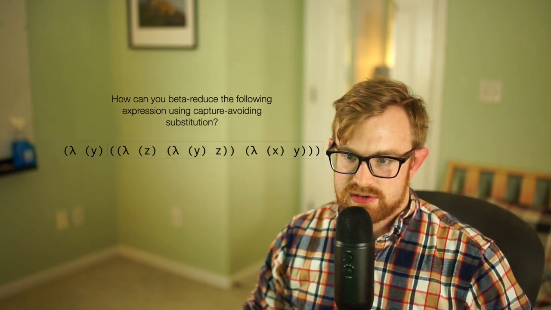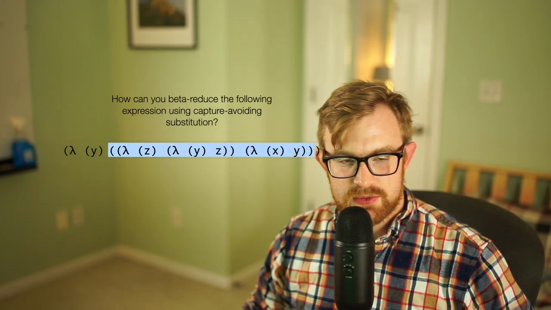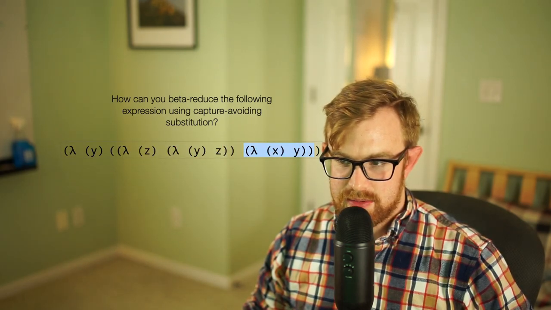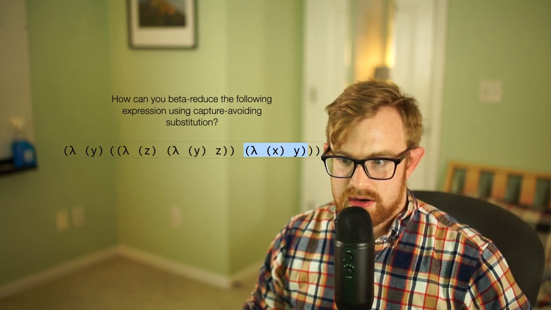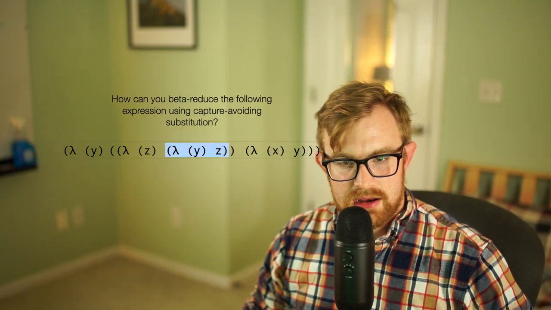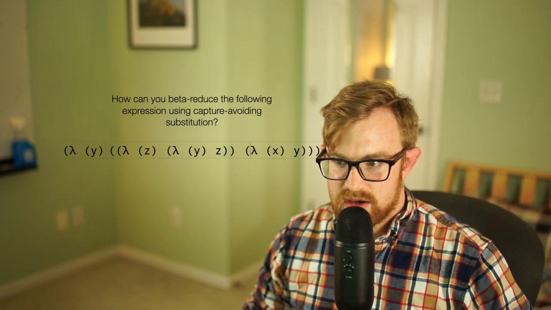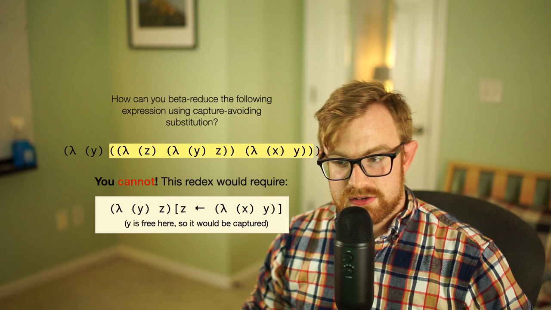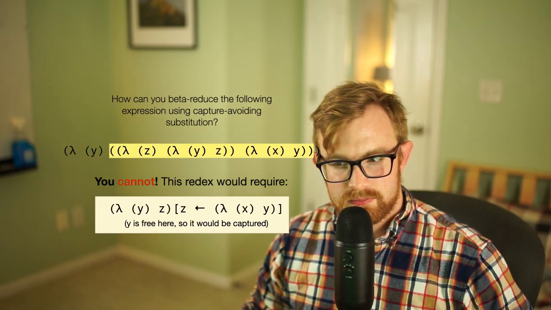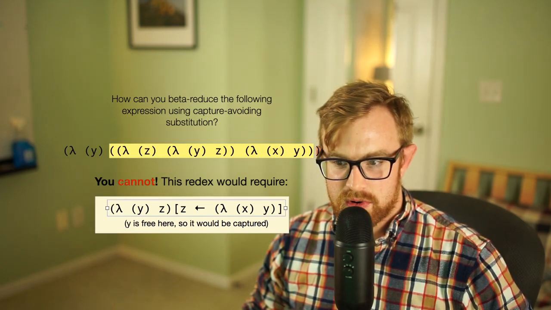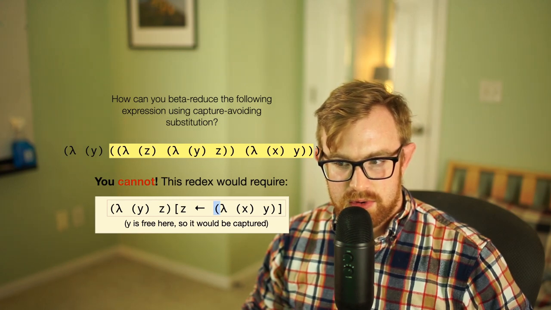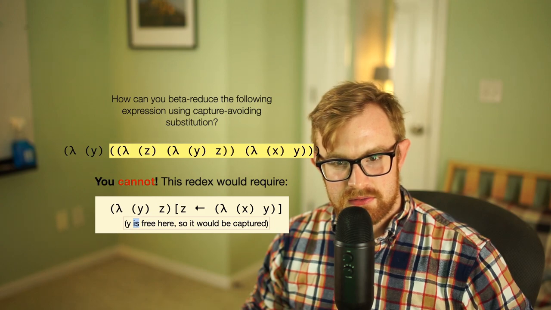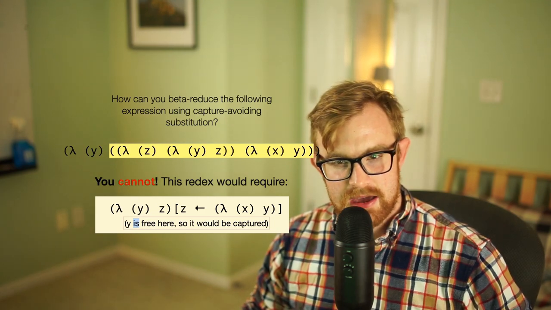Let's say that we wanted to beta reduce this redex right here, where we've got this lambda z, and then we're taking this lambda x, y. So I want to take this body and replace the instances of z with this lambda x, y. Could I do that? It turns out that I can't. The reason is that it would require that I replace z with lambda x, y, but y is free within this expression, and so if I did this, it would actually be captured.